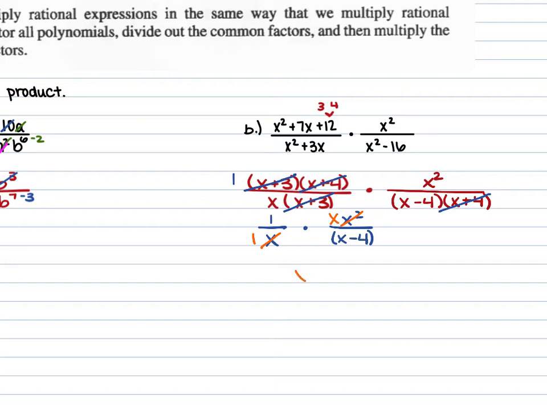1 times x is x, and 1 times x minus 4 is x minus 4. If you see, I keep parentheses around this x minus 4 because I cannot simplify this anymore. Because the x on the top does not have a minus 4 with it, it does not cancel out with the x minus 4 or the x in the denominator.